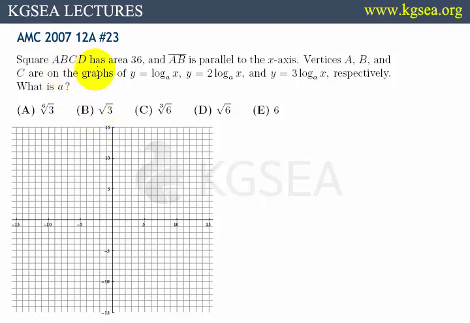Square ABCD has area 36. When you read this far, you already know something. What's that? This square has sides of 6 and 6. So it would look something like this.